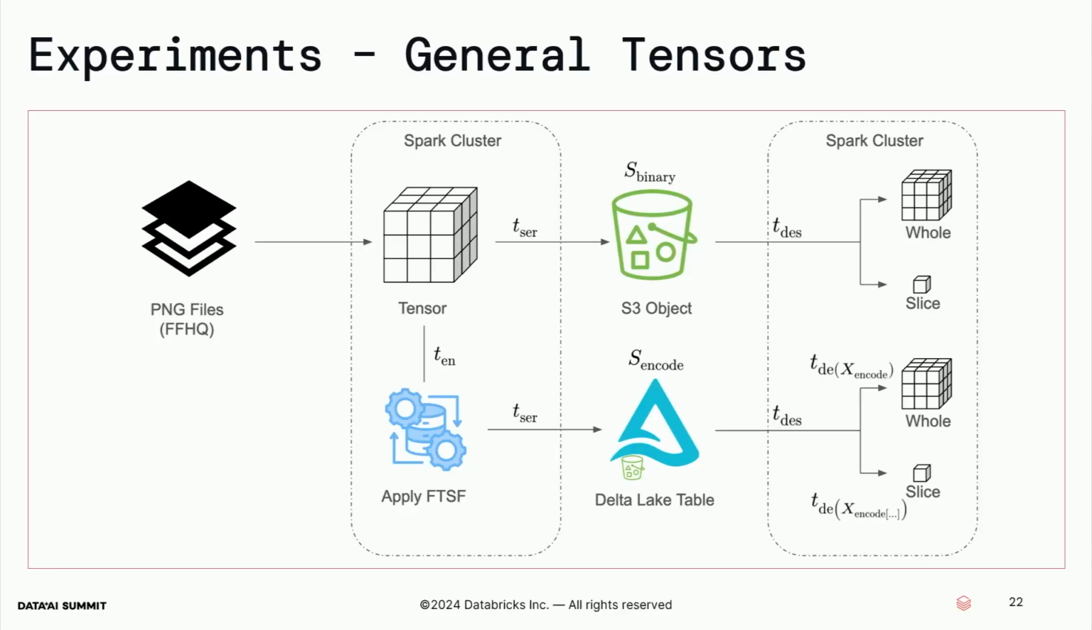After talking about the methods, let's look at the experiments. For the general tensors, we will use a dataset of 5,000 images from the FFHQ dataset. Then we will load all these images into a tensor in memory. But we will have two copies of this tensor. One copy will go to the S3 object as binary. For the other copy, we will apply the FDSF format and then serialize it into the Delta Lake table. For the performance, we will evaluate by seeing the time to read the whole tensor or a slice of the tensor.